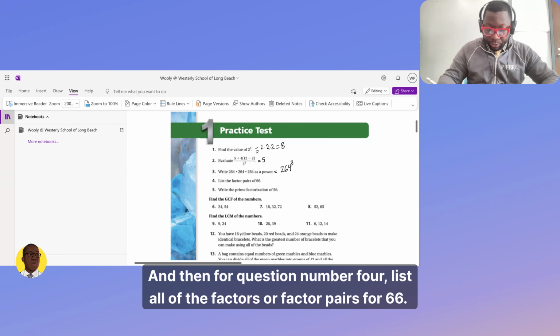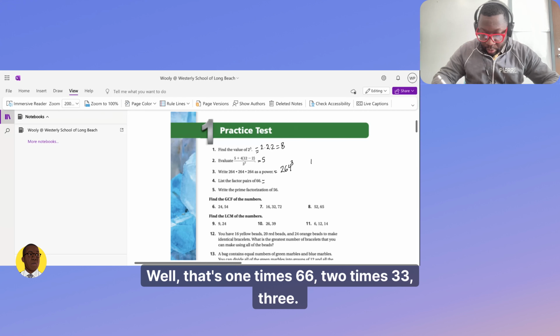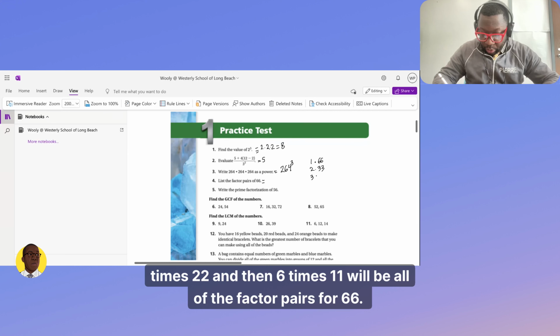And then for question number 4, list all of the factors or factor pairs for 66. Well, that's 1 times 66, 2 times 33, 3 times 22, and then 6 times 11 would be all of the factor pairs for 66.